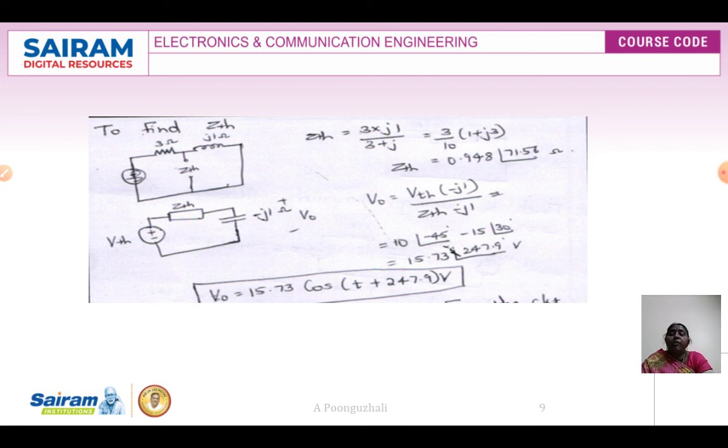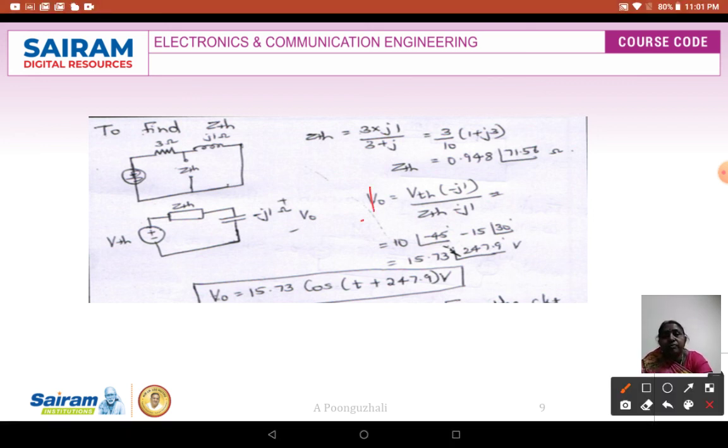So now we have to find out V0, that is from the current that is going to flow through minus j1. So that is nothing but your VTH divided by ZTH. Here this is your I0 current. So your I0 current is equivalent to VTH by your ZTH minus j1. Substitute and simplify, and you will get your I0 to be 15.73 phase angle 24.79.